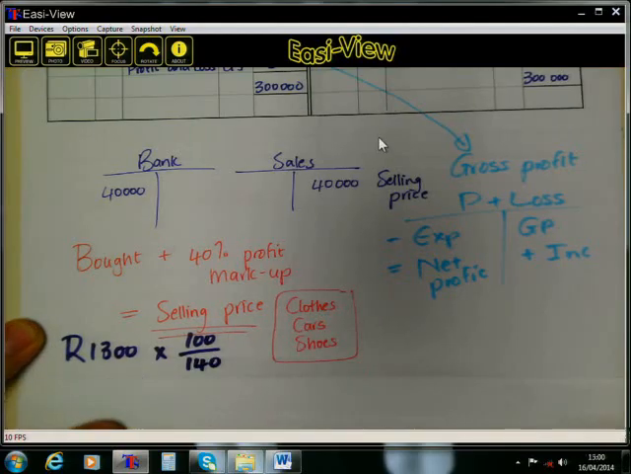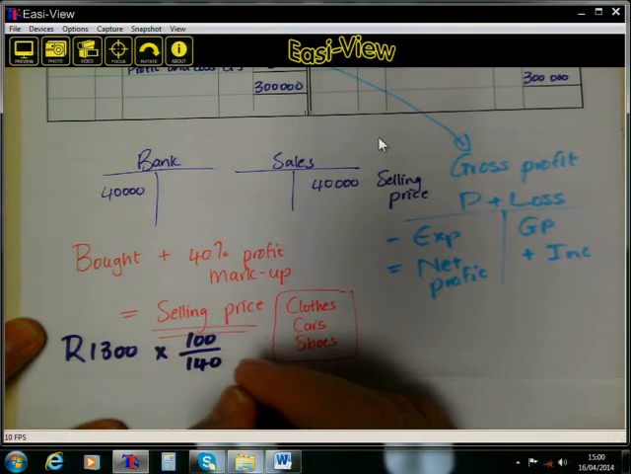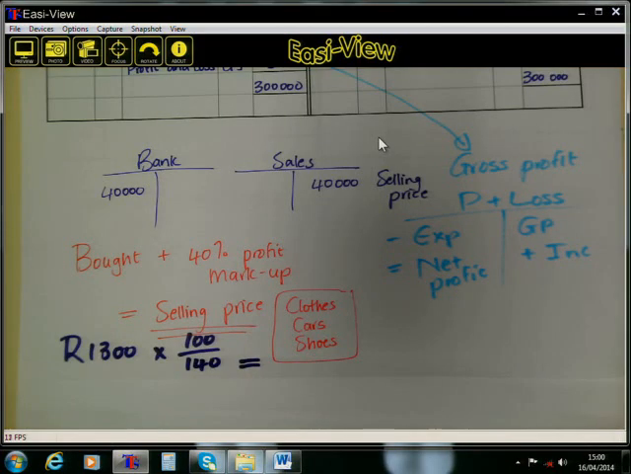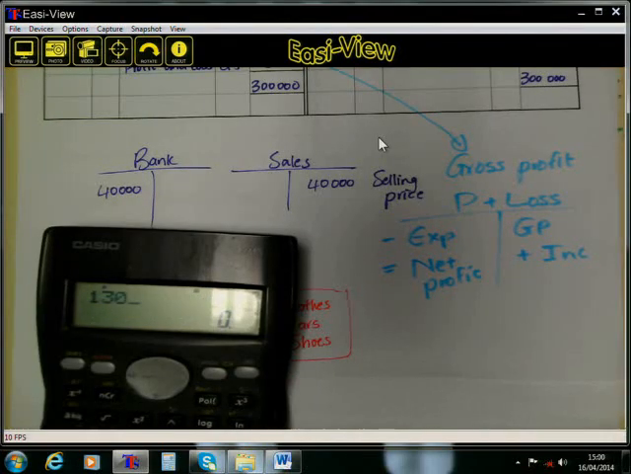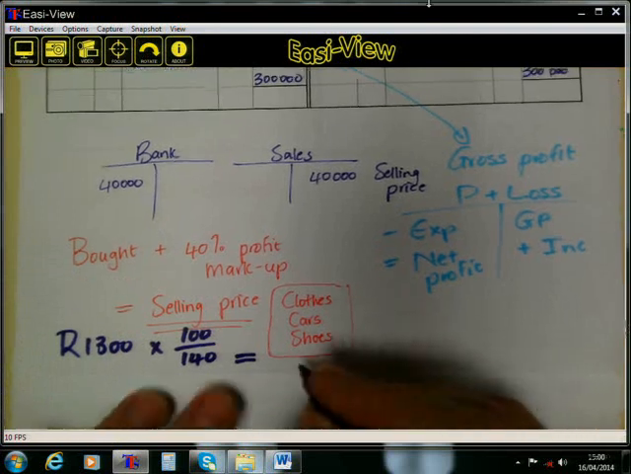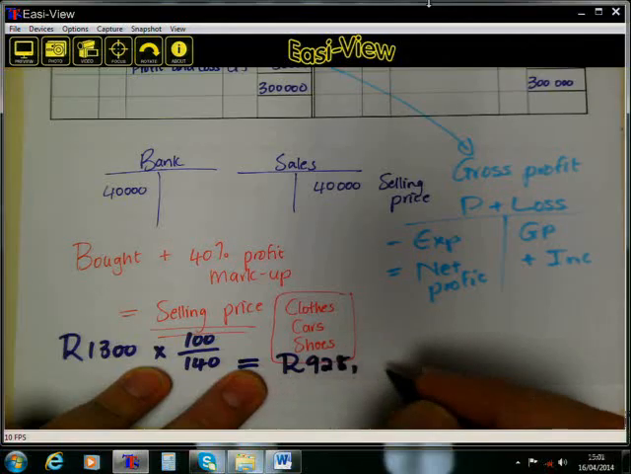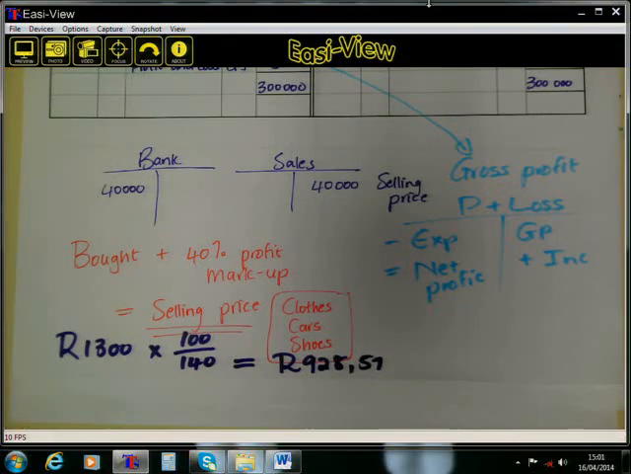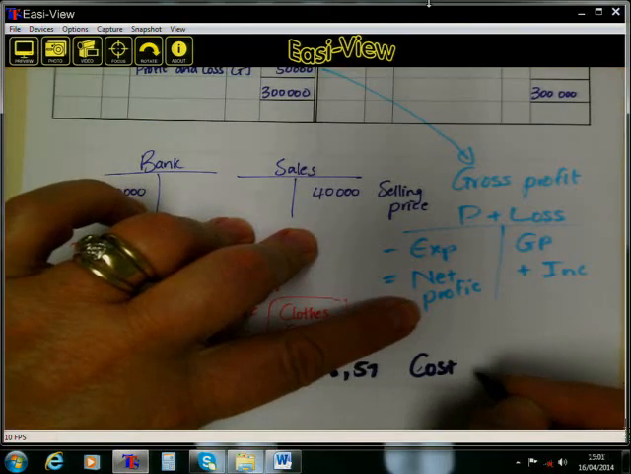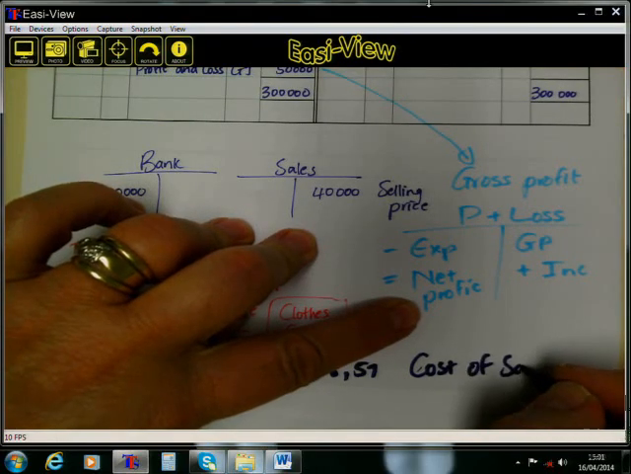What is this? We are busy working out the cost price of that 1,300 Rand. So 1,300 times 100 divided by 140. 1,300 was the selling price, times 100 divided by 140 gives you 928 Rand 57 cents. So the cost price of that sales is 928.57. And what are you going to do with that cost price? You are going to put it in your, this is not cost price, this is cost of sales.